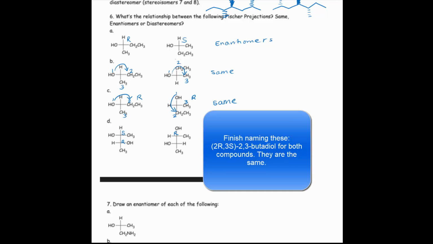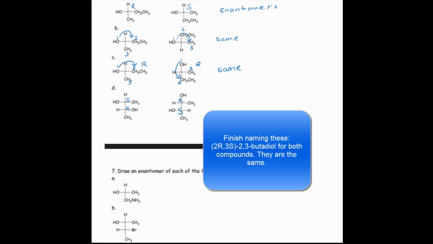So here, the top asymmetric center, I have 1, 2, 3. I'm going to rotate counterclockwise. H is on the horizontal. That makes this an R configuration. And 1, 2, 3. I'm going to rotate clockwise. H is on the horizontal. That makes this an S configuration.